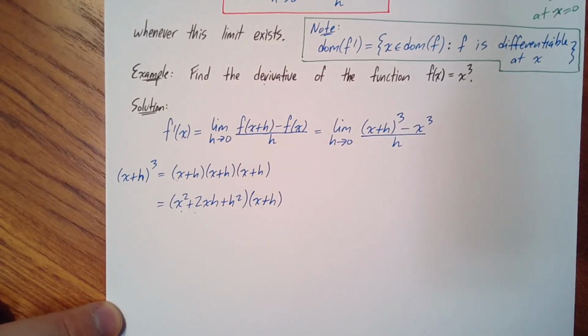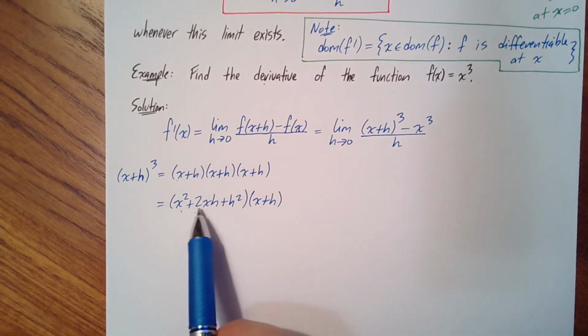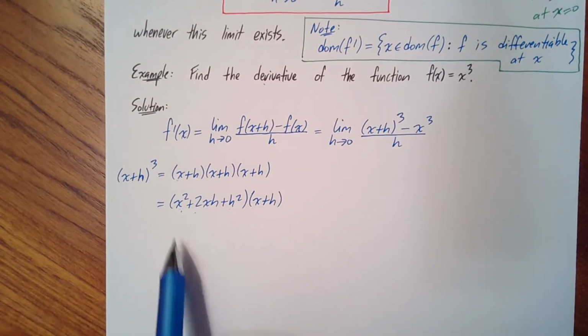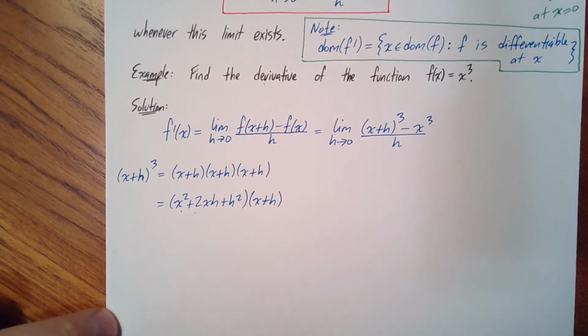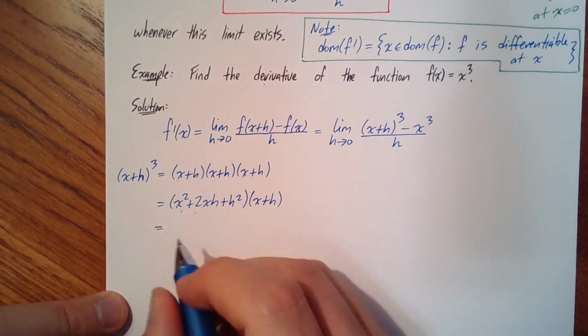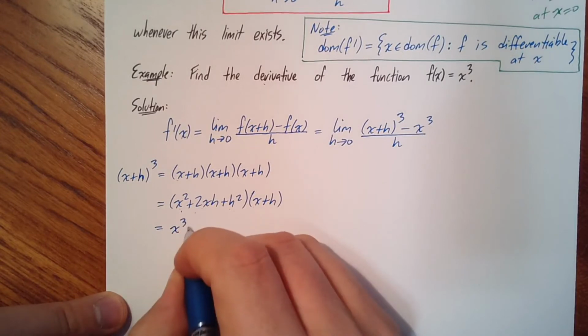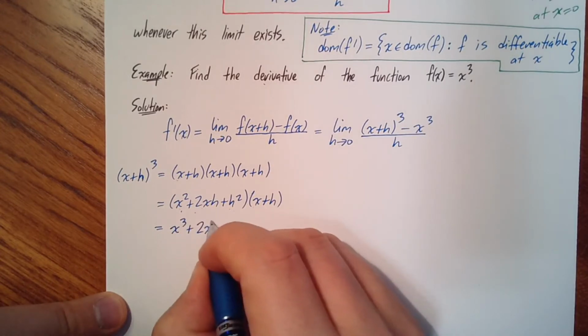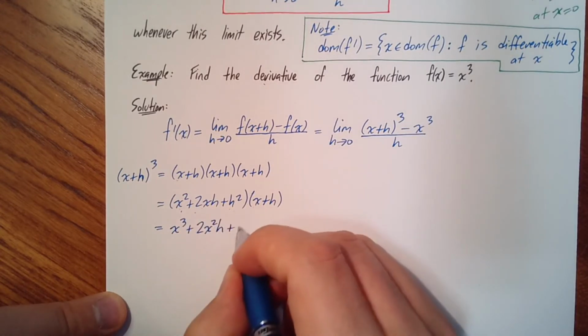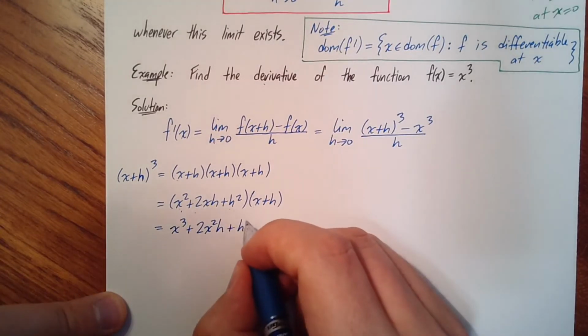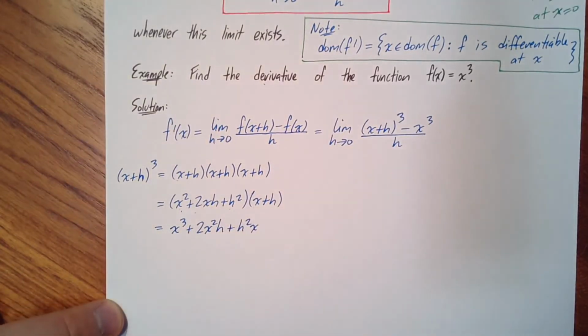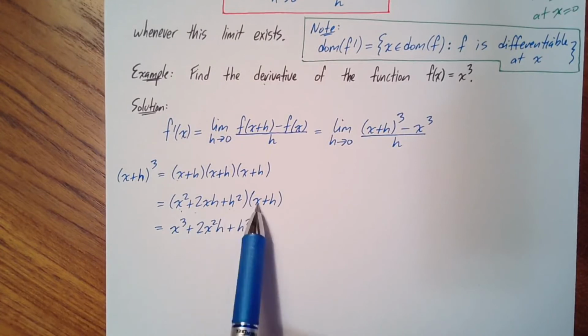Okay, and then now it's just a matter of multiplying each of these three terms by x, and then multiplying each of those three terms by h. So let's multiply them by x first. So we're going to have x cubed plus 2x squared h plus h squared x. So that's multiplying all three of them by x.